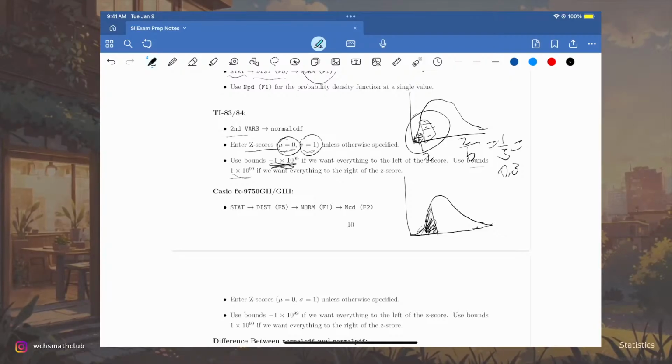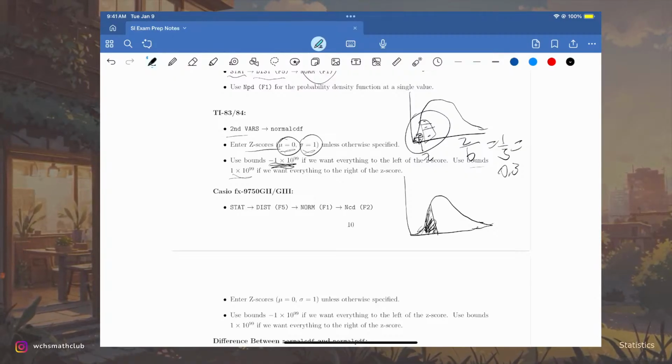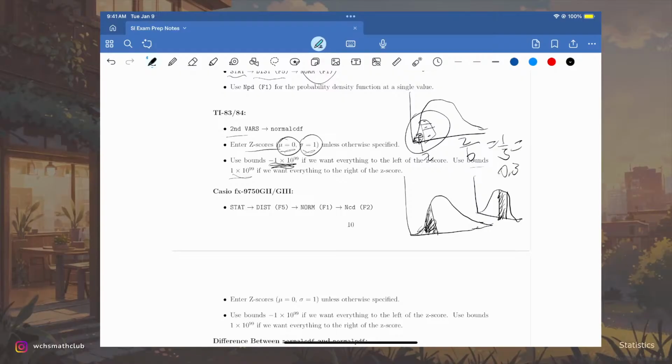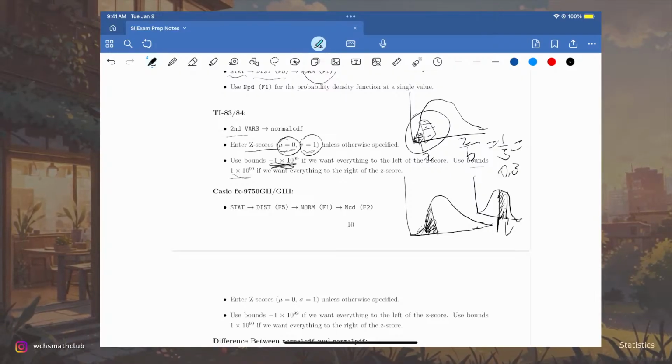Yeah, on the TI-84, you're able to set both a lower bound and an upper bound, which means that you can actually calculate an area that's between 2 points, suppose something like this. This will simply be your lower bound, whatever value that is, and this will be your upper bound.